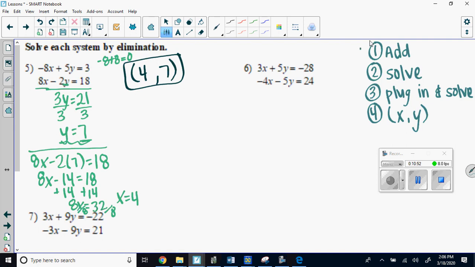So first step, add straight down. Oh look, the y's go away. 5 minus 5 is 0. 3 minus 4 is negative 1x. And negative 28 plus 24 is negative 4. Divide by negative 1. X equals 4.